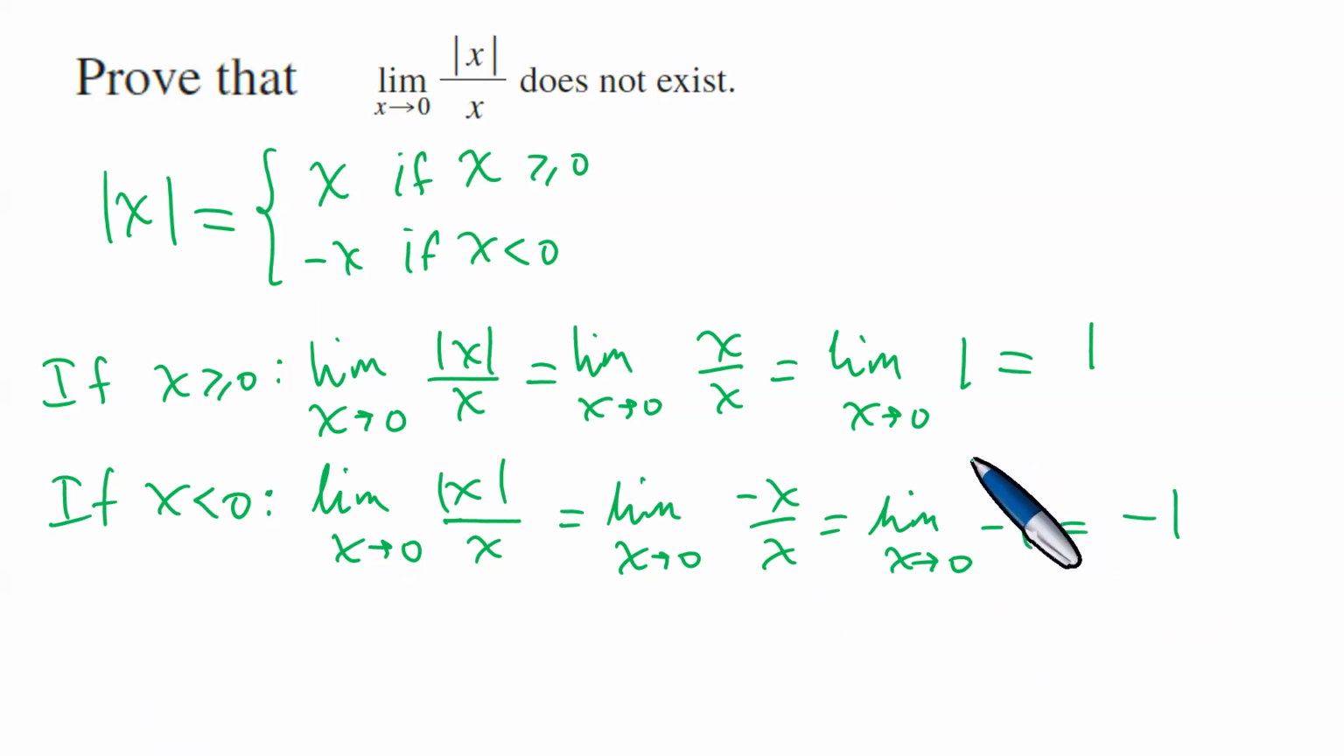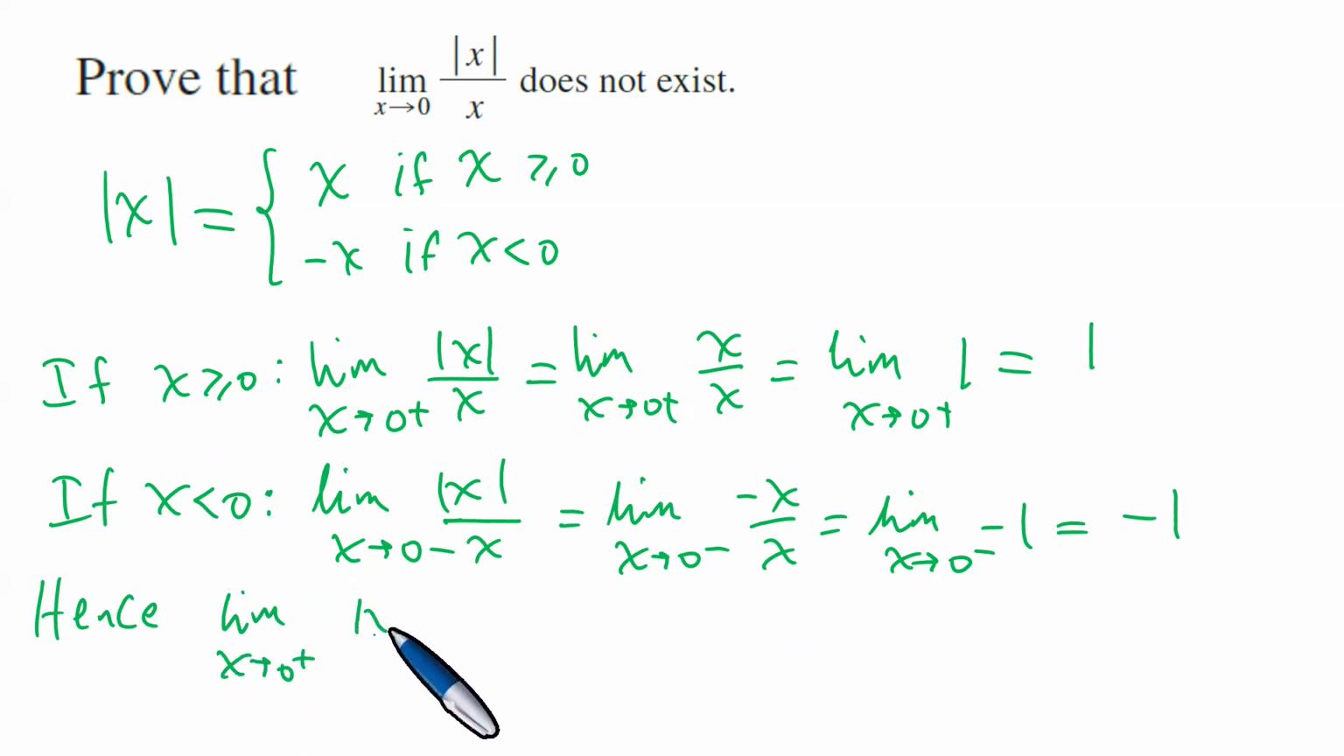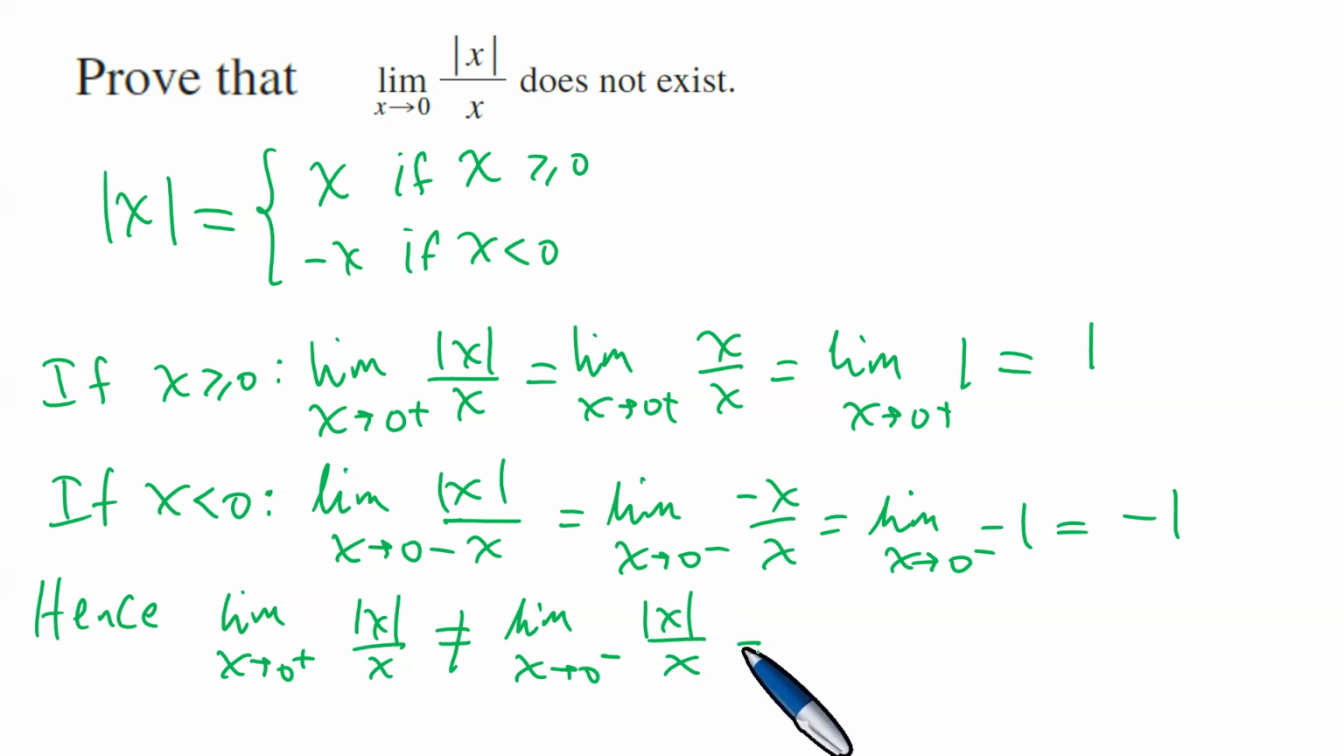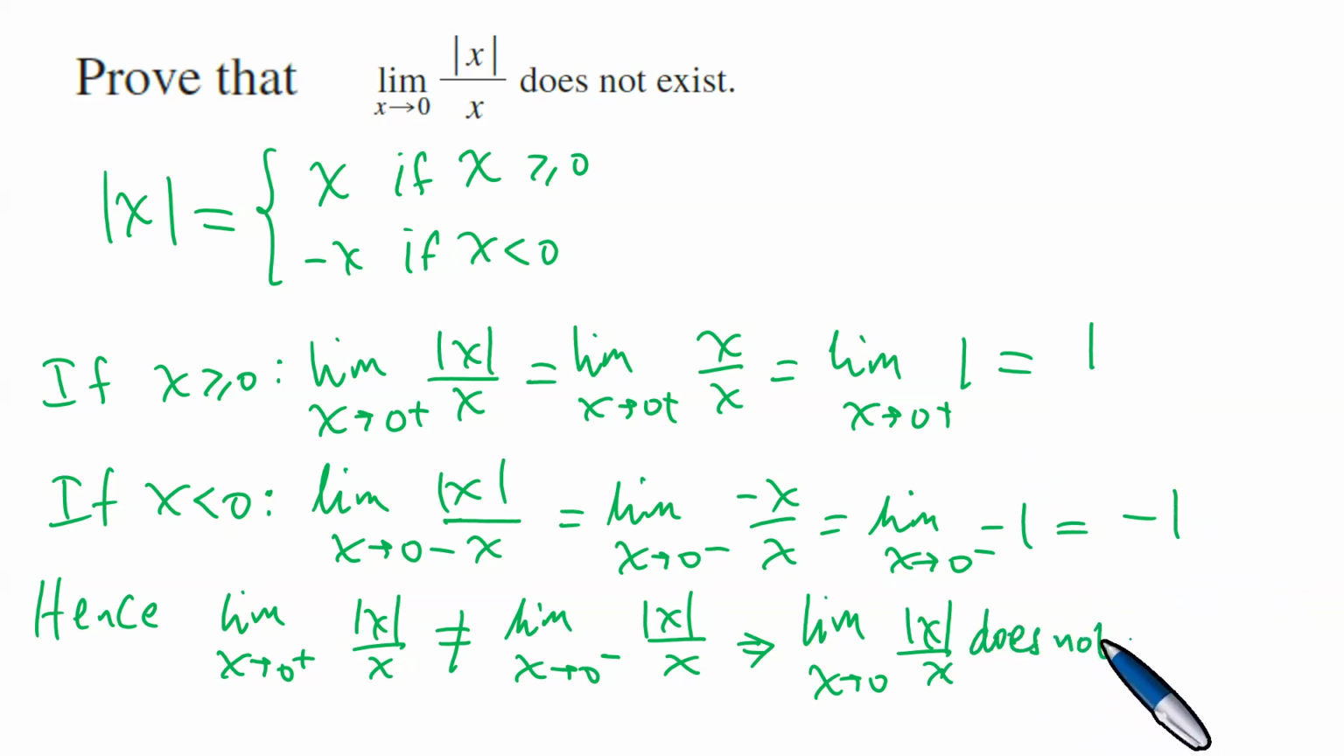Now we compare these two limits: we're getting 1 and minus 1. So these two limits are different. If x is bigger than 0, we are looking at the limit as x approaches 0 from the right, and this one is from the left. Hence, the limit as x approaches 0 from the right of the modulus is not equal to the limit as x approaches 0 from the left, because 1 and minus 1 are not equal. This implies that the limit as x approaches 0 of the modulus does not exist.